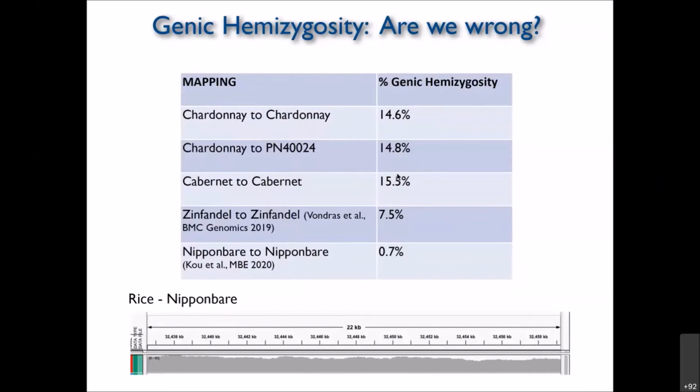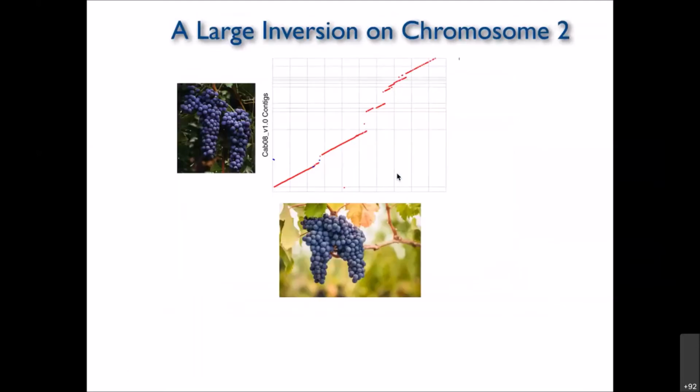So the next question is, do any of these structural variants have any effect on phenotype? And we ran across this really interesting story, I think, about a large inversion on chromosome 2. What I'm showing you here is Pinot Noir versus Cabernet. You can look at chromosome 2 and you can see that they're pretty linear, though there are some differences, insertions, deletions, probably transposable elements that differentiate them.